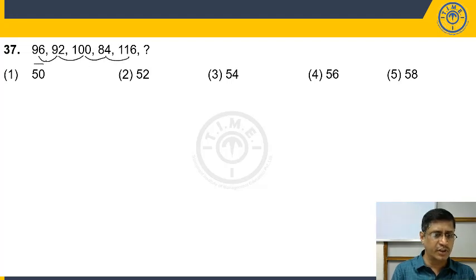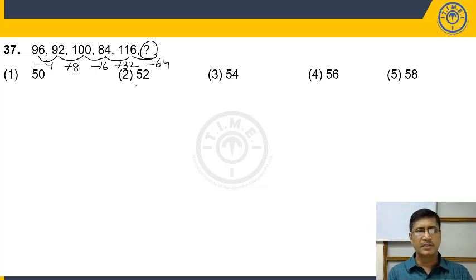Now the first value decreased by 4, the second value increased by 8, the next one decreased by 16, the next one is increased by 32, which means we can expect the next value as minus 64. Am I right or not? It is a 2 square.